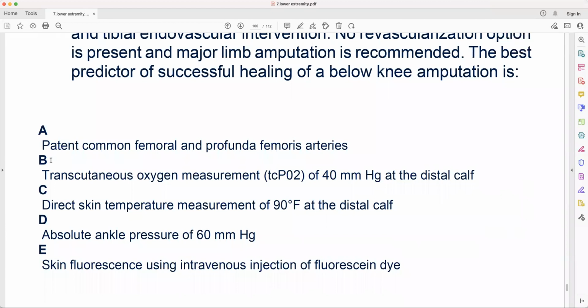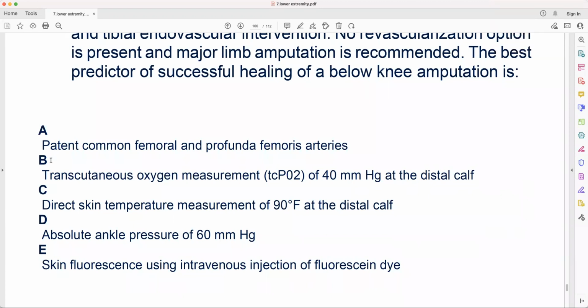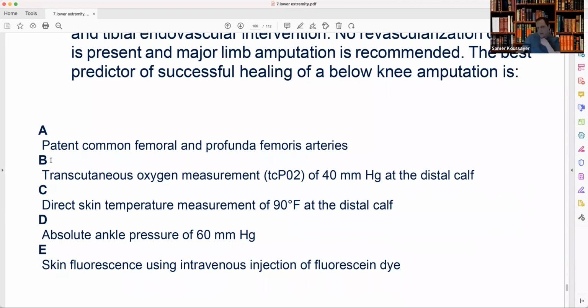Next one. Temperature measured of 90 Fahrenheit at the distal calf. No, the transcutaneous is better. Absolute ankle pressure of 60 millimeters of mercury. No, this gives you the muscle number. All this gives you the muscle. If you want to know about the skin, this will not. ABI of 60 or above or less doesn't matter, because you can have good flow to the muscle and still have a problem with the skin.